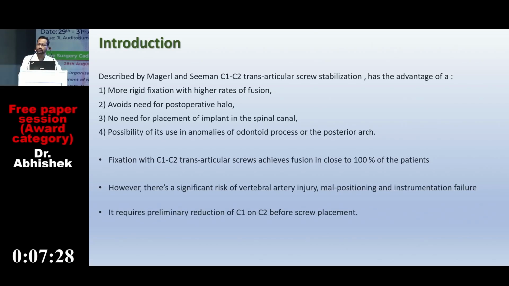Also, a fixation with a transarticular screw achieves fusion in close to 100% of the patients. However, there is significant risk of vertebral artery injury, malposition of the screw, and instrumentation failure. Also, it requires preliminary reduction of C1 on C2 before screw placement.